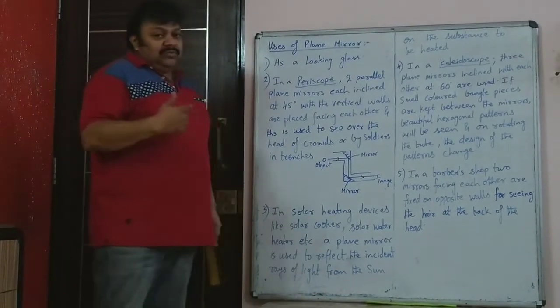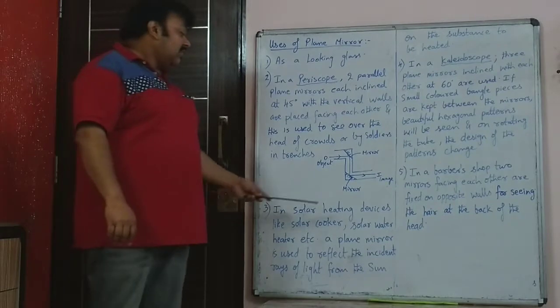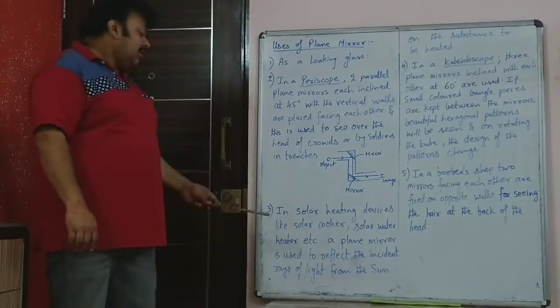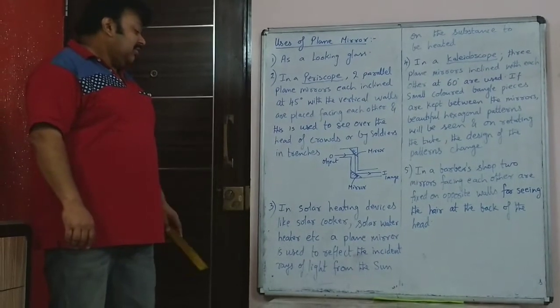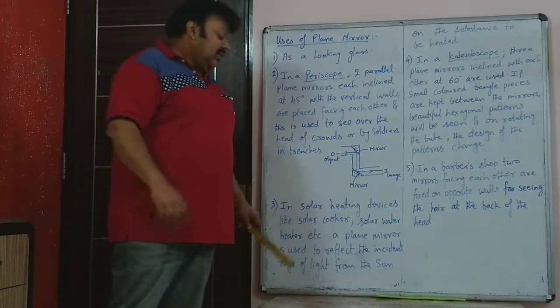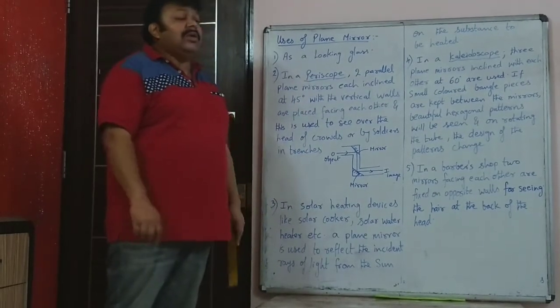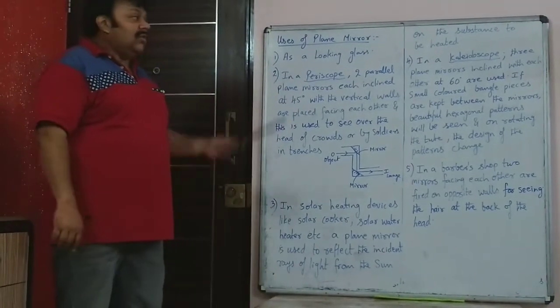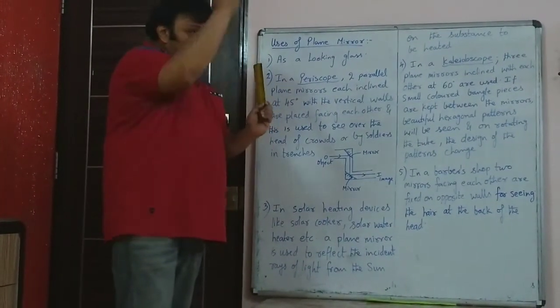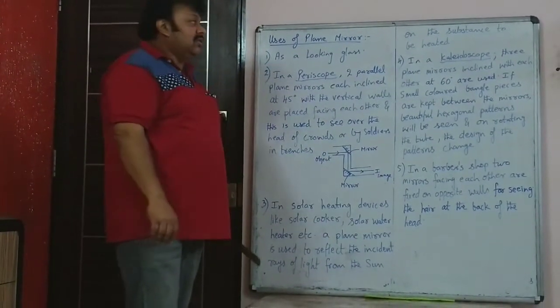Then you use plane mirrors in solar heating devices like solar cooker, solar water heater, etc. A plane mirror is used to reflect the incident sun's rays onto the food which is to be heated, water or food, whatever has to be heated. So on that, the plane mirror will reflect the sun's rays.